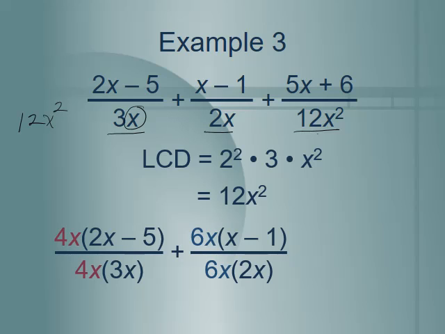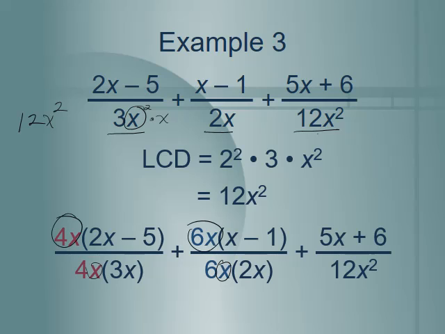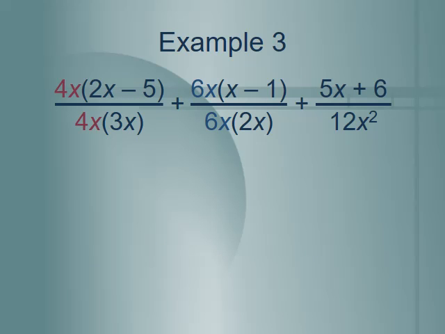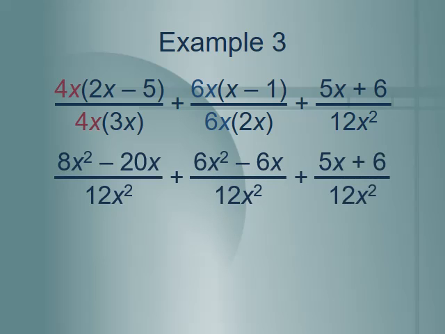Remember, if you want this x to become squared, you have to multiply it by another x. So that's why we have to make these have x's in them, so that they'll be x squared. And then our third problem stays the same because the denominator was already the way it needed to be. Now we can go ahead and distribute our 4x and our 6x. And then we will combine like terms all over the denominator of 12x squared.